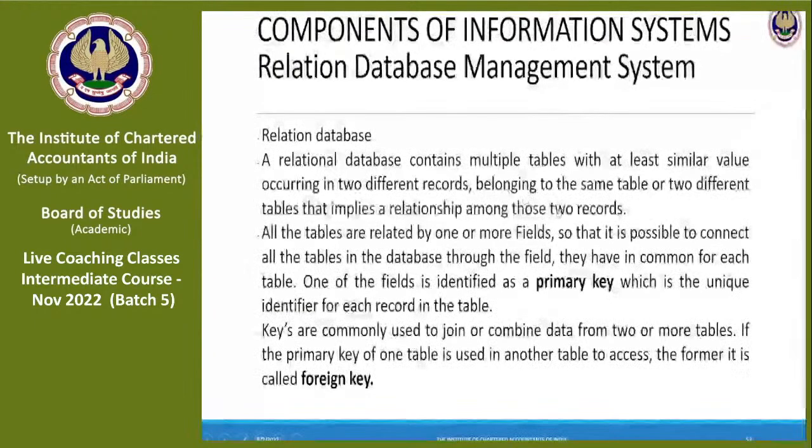Now let us see. All tables are related so that it is possible to connect all tables through a field they have in common for each table. That field is called the primary key. So that answers the queries you have. This is how you create a relational database system. So it was a simple example to understand the concept behind it. Okay.